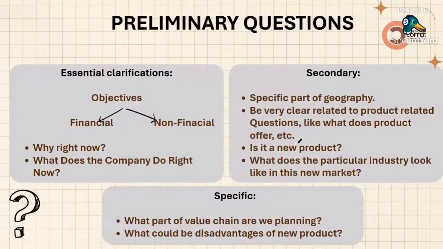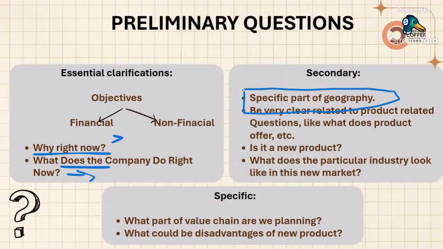Then moving ahead, we have something called the preliminary questions that you can ask an interviewer. So the essential question would be why right now they want to expand into this operation. As I explained this with a Tesla example, then what does the company do? I again explained this with the Reliance example. Then you can ask the secondary question, which could be very specific. Let's say Tesla wants to enter India, then why do they specifically want to enter this specific area?